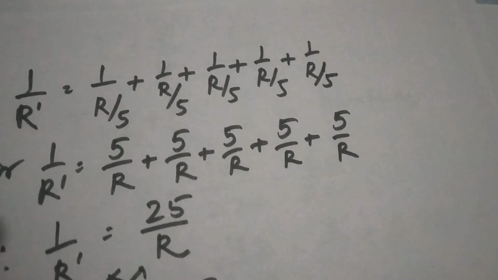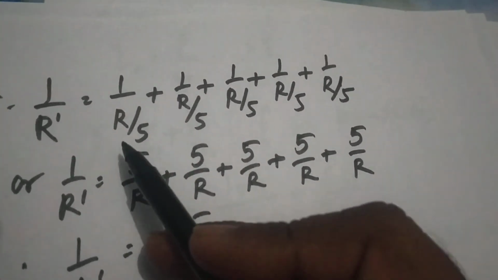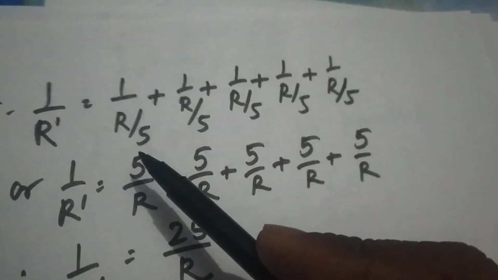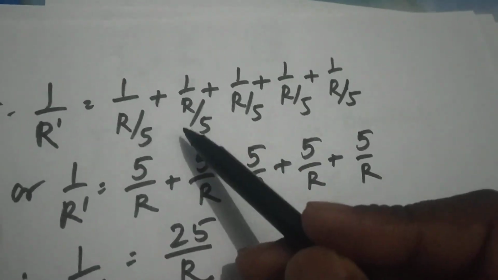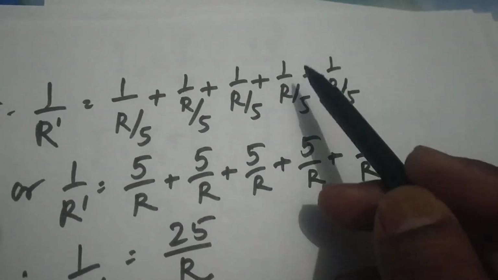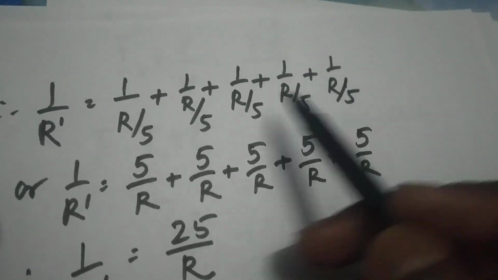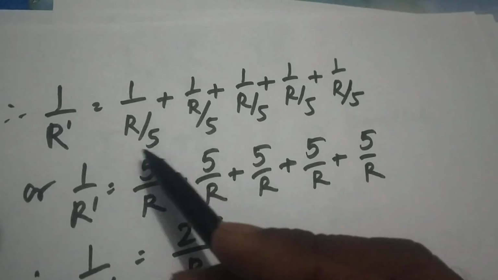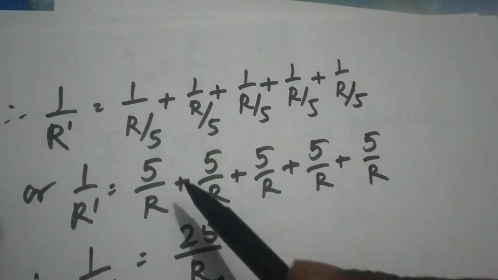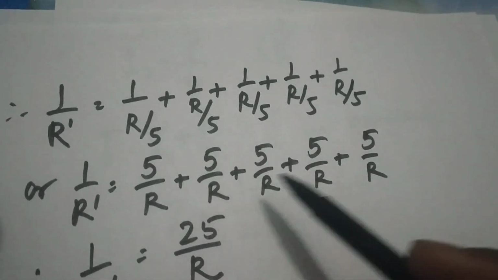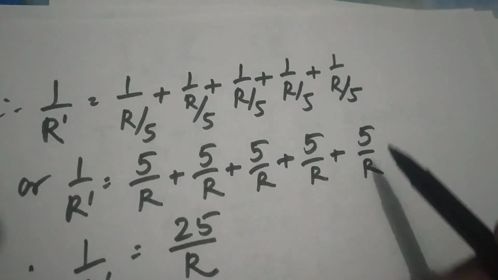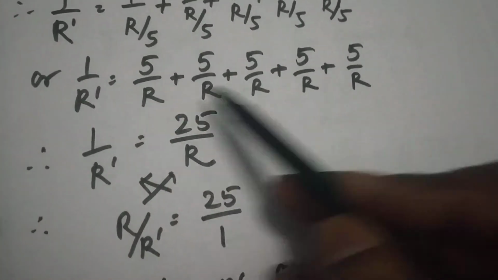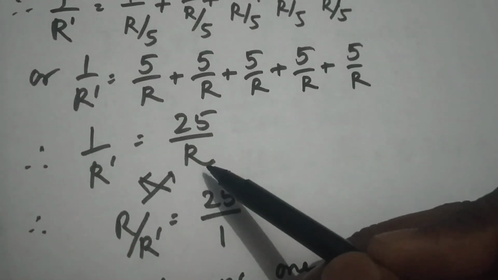In this part, we are going to put in the values of each resistance one by one. So 1 by R dash is equal to 1 by R/5, plus 1 by R/5, plus 1 by R/5, plus 1 by R/5, and so on. They are all equal. So if we take them up, it becomes 5 upon R plus 5 upon R plus 5 upon R plus 5 upon R plus 5 upon R. So the value of 1 upon R dash becomes 25 upon R.